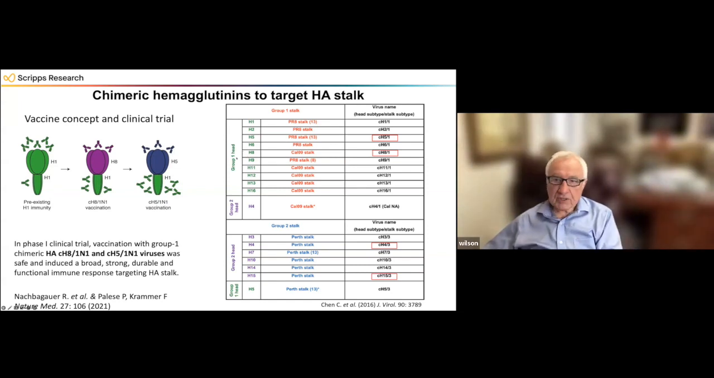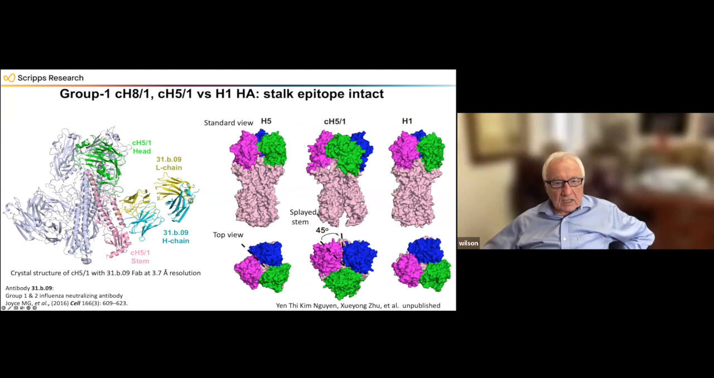And so again, with crystal structures, with data collected at the synchrotrons, we've shown that basically these can actually form trimers with these odd heads. They have a little bit more separation at the bottom. But if we look at the crystal structure, then again, neutralizing antibodies can bind to this. So this particular construct can work quite well as an immunogen.